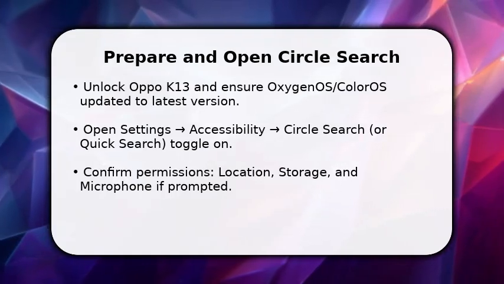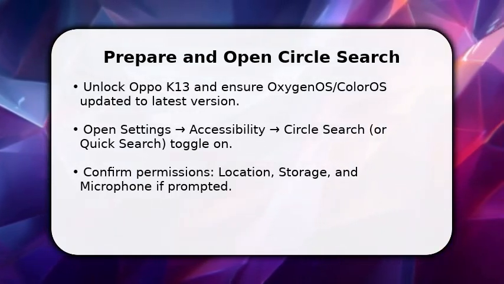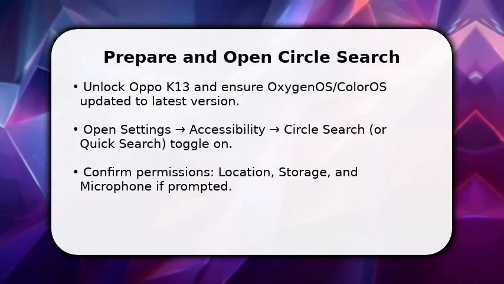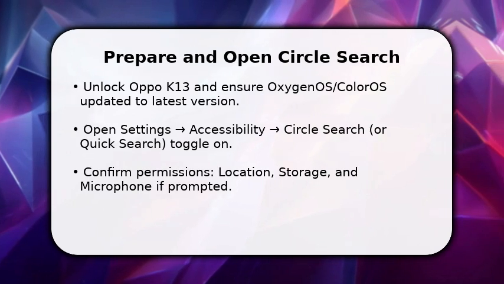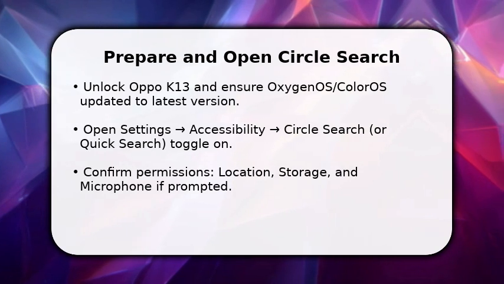You'll start by unlocking your Oppo K13 and turning on the circle search feature. This gives you the overlay control. First, open Settings and navigate directly to Accessibility or Quick Search to enable circle search, then accept any permission prompts.